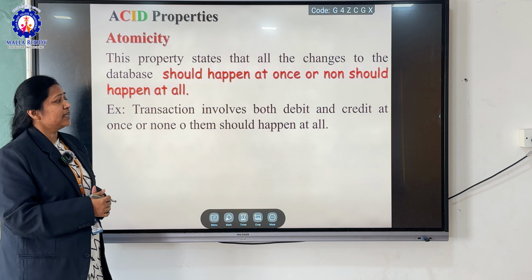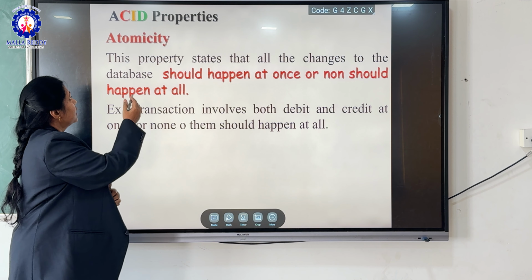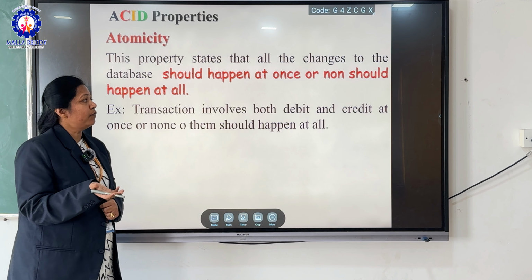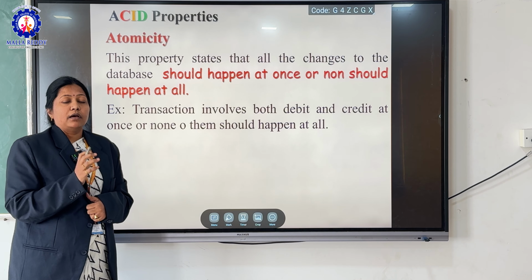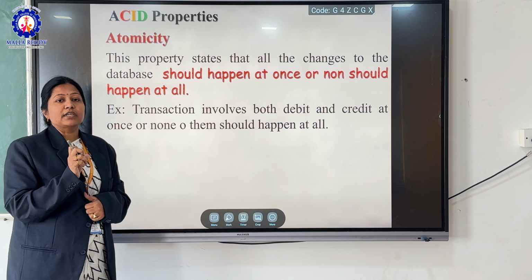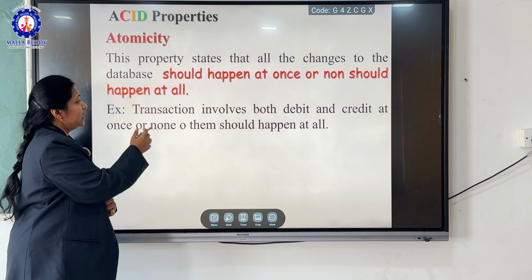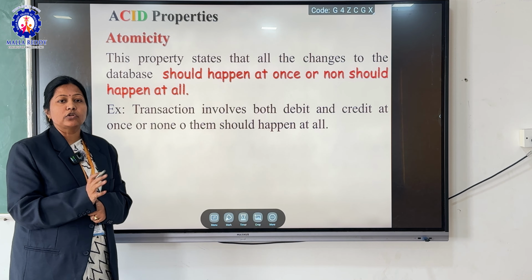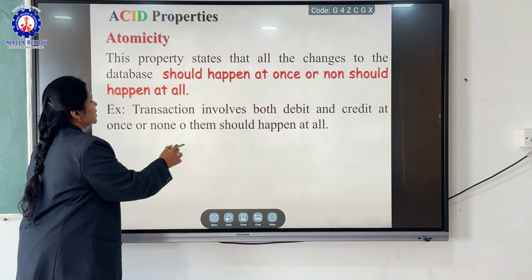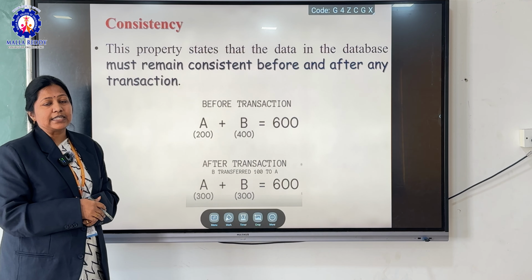This property states that all changes made to the database should happen at once or not happen at all. For example, in a bank transaction, there is an amount transfer. So in the transfer, both debit and credit should happen at once or should not happen at all. That is atomicity.